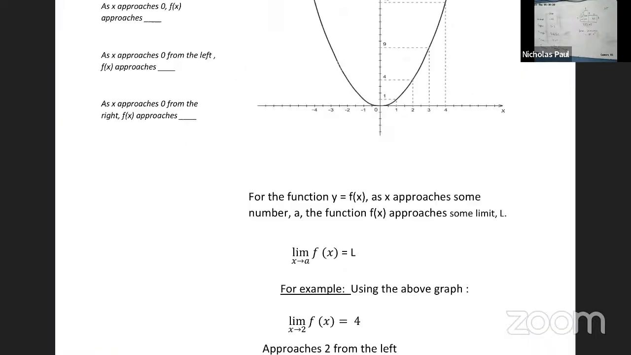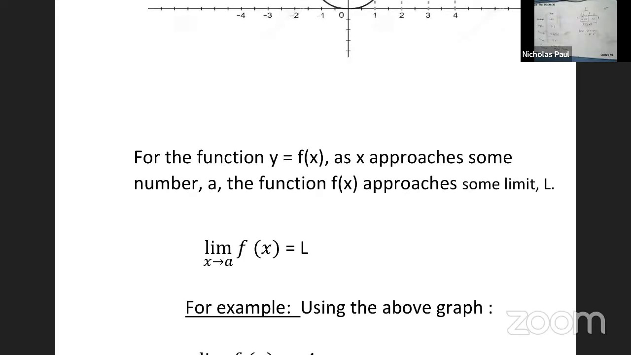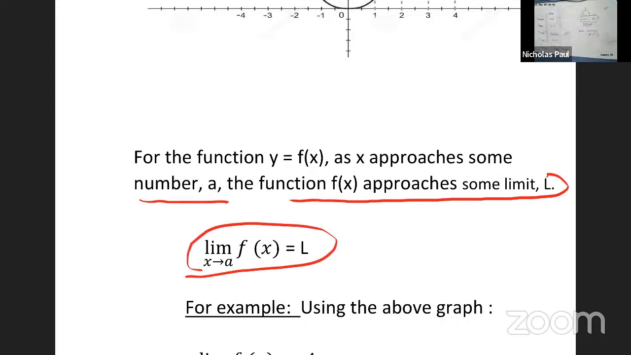Here we have a function. For a function y equal to f of x, as x approaches some number a, f of x approaches some limit L, and it's written like this. That's what we're talking about all the time. Are you okay with that?